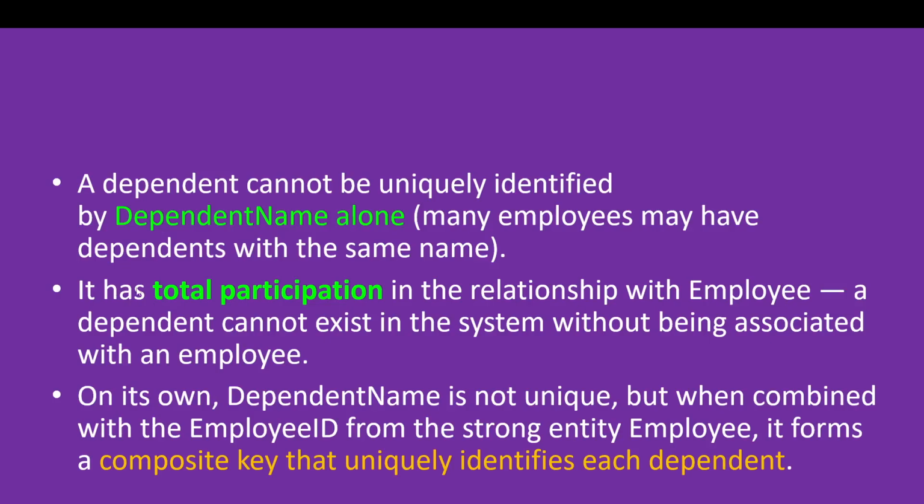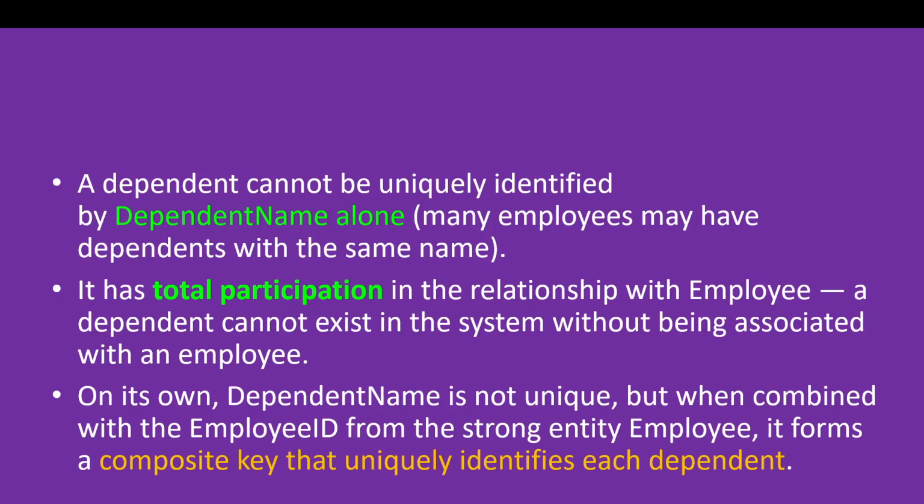The key point is that a weak entity should have total participation with the strong entity. That is, a dependent cannot exist in the system without being associated with an employee. As I told you, an employee should work with the company. In the company database design, the employee's existence comes from working with the company. But a dependent is not working. They are not recruited to work with the company, so they exist as long as the employee exists in the company.